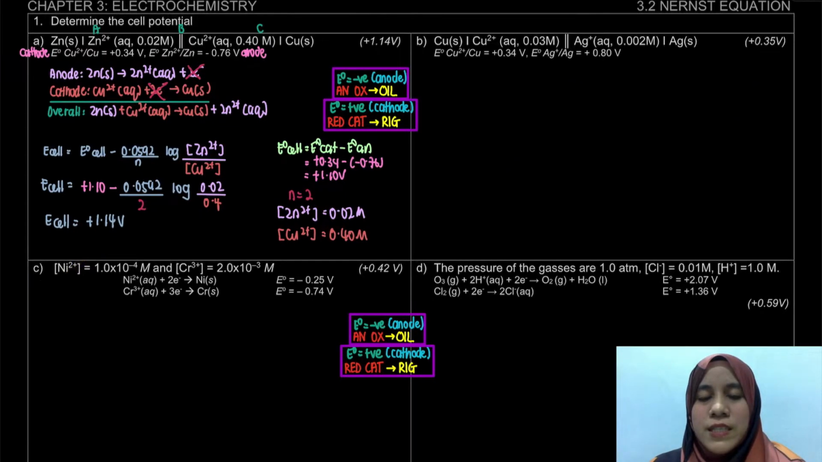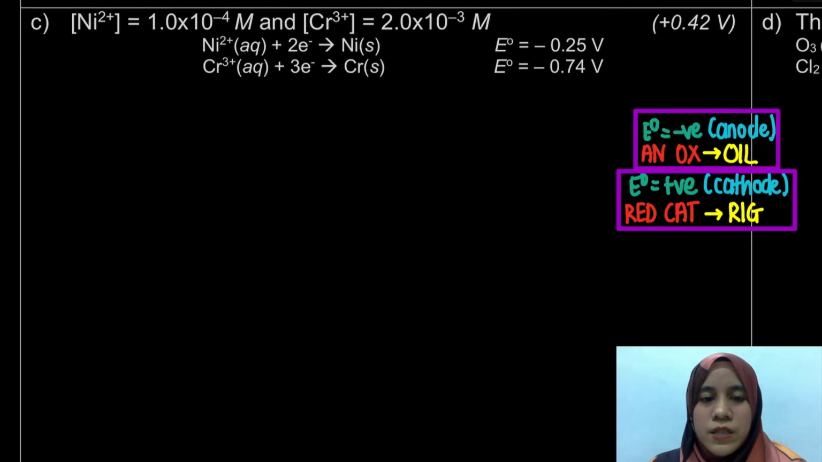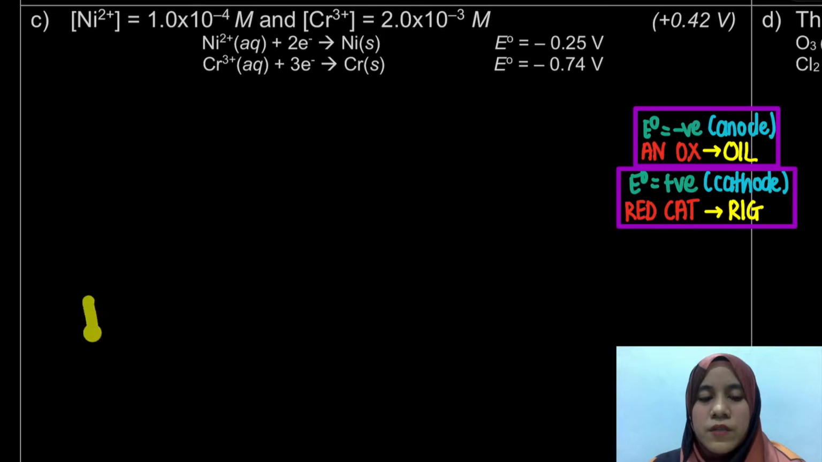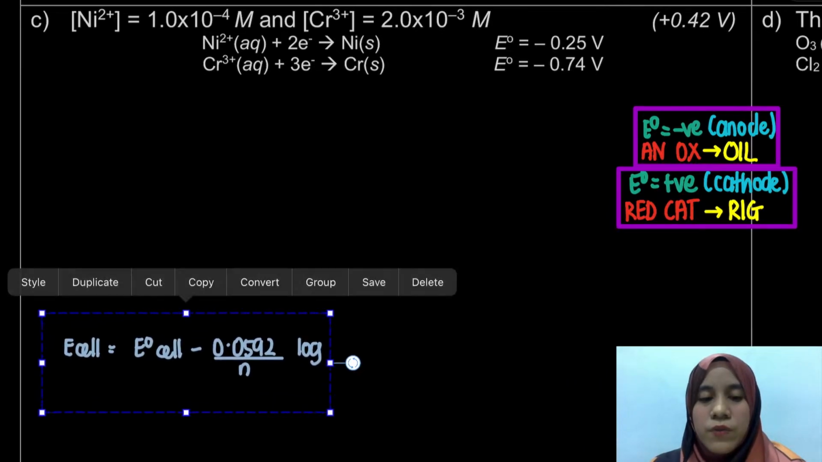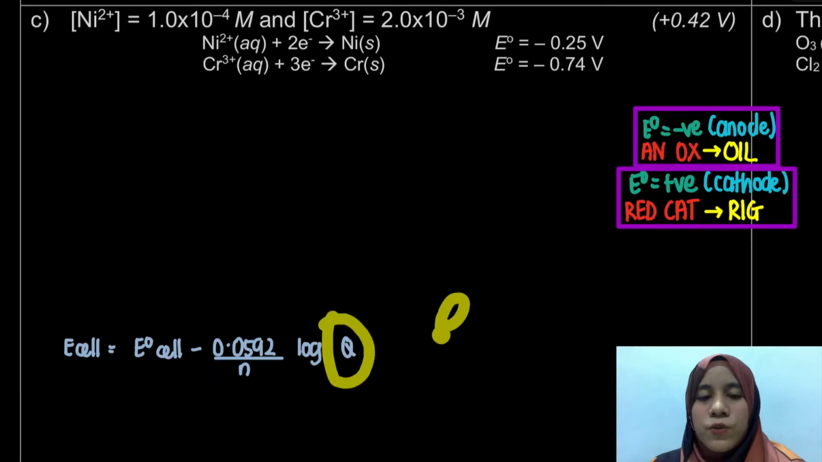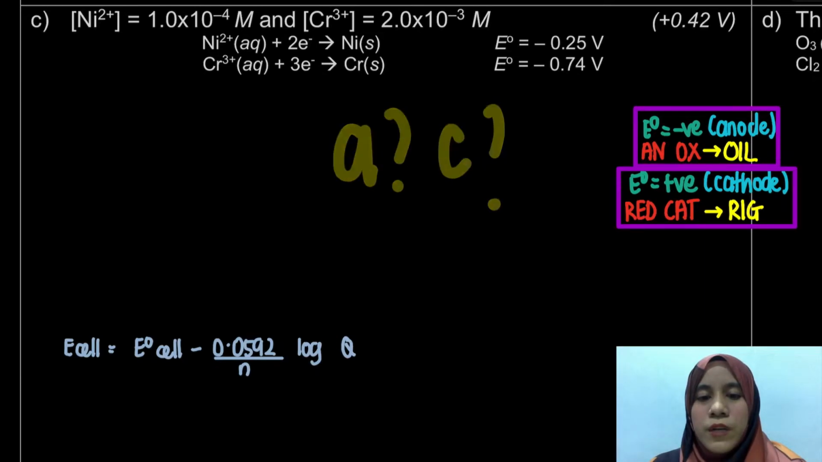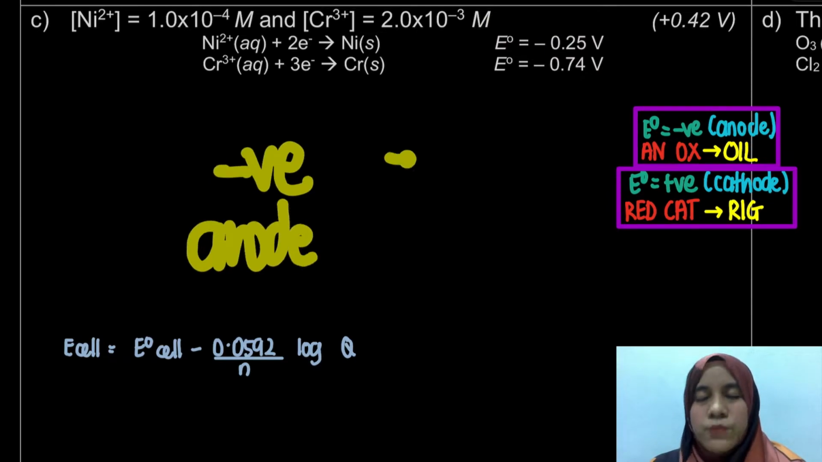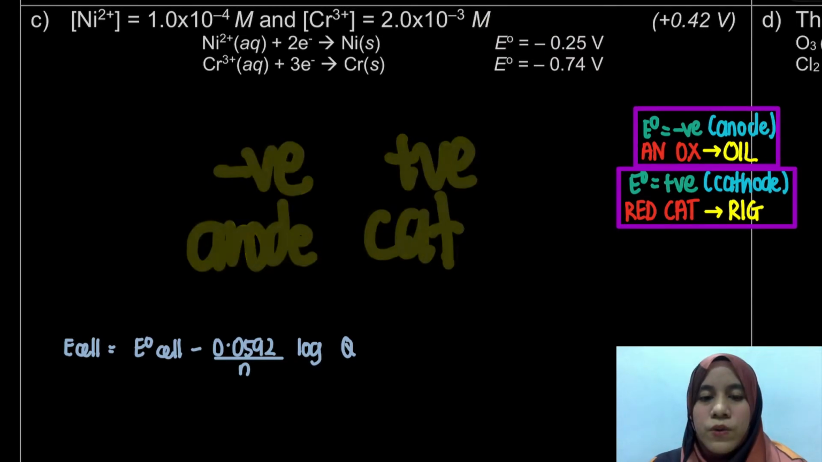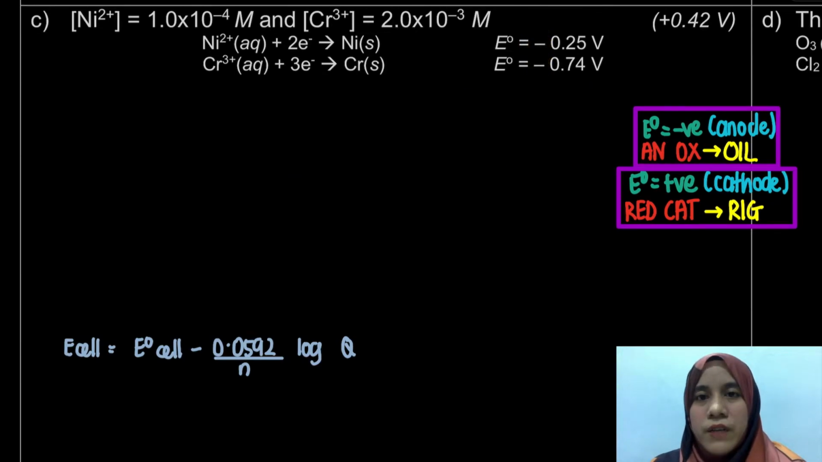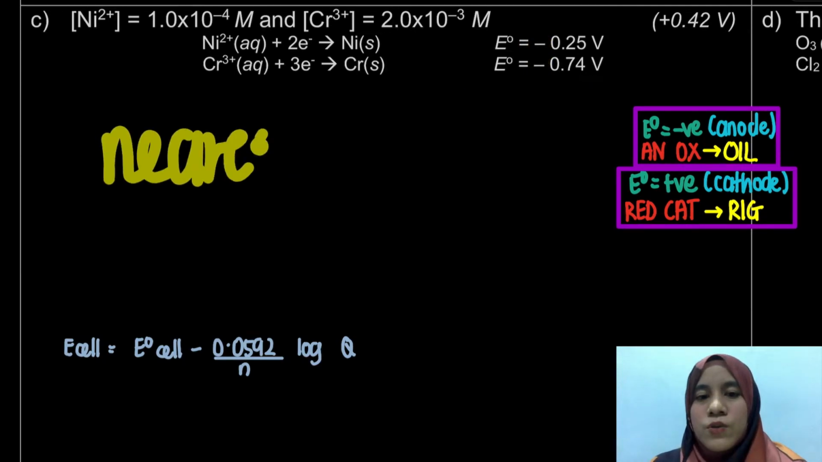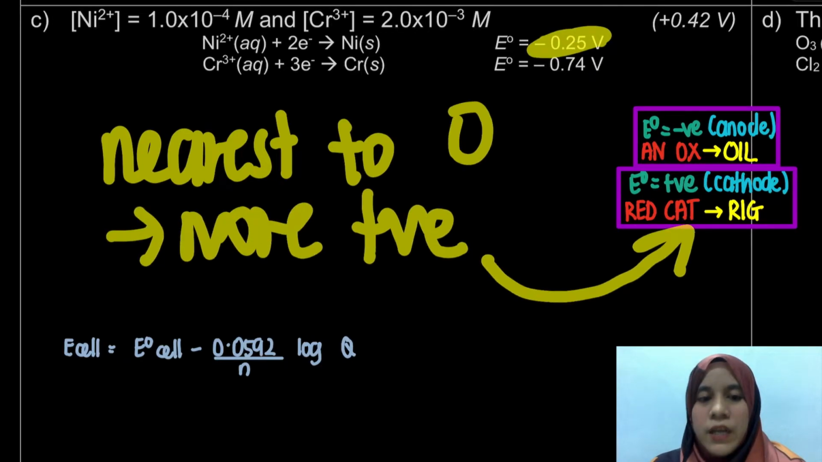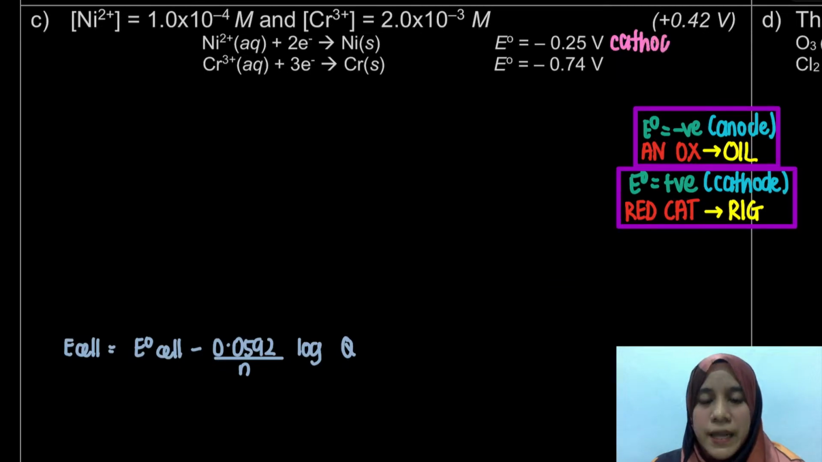Let's do question C together. This is actually all the information given and the E naught cell. First things first, we're going to write down the formula. So what is Q? Q we have to find out from the equation. Which one is anode and cathode? We're going to find out from the E naught. Remember, negative anode, positive cathode. Even though both are negative, if the value is nearer to 0, it means that it is more positive. In this case, nickel is our cathode, hence the chromium will be the anode.